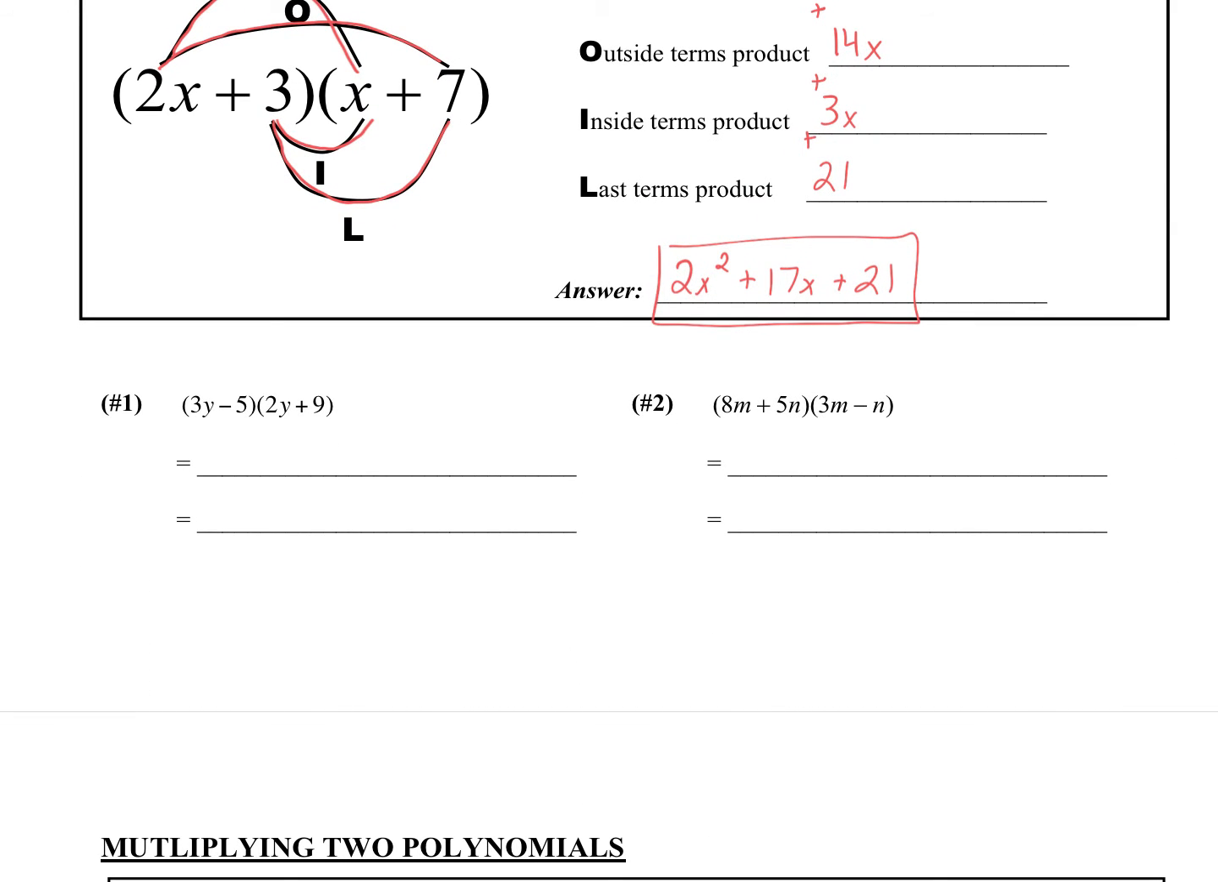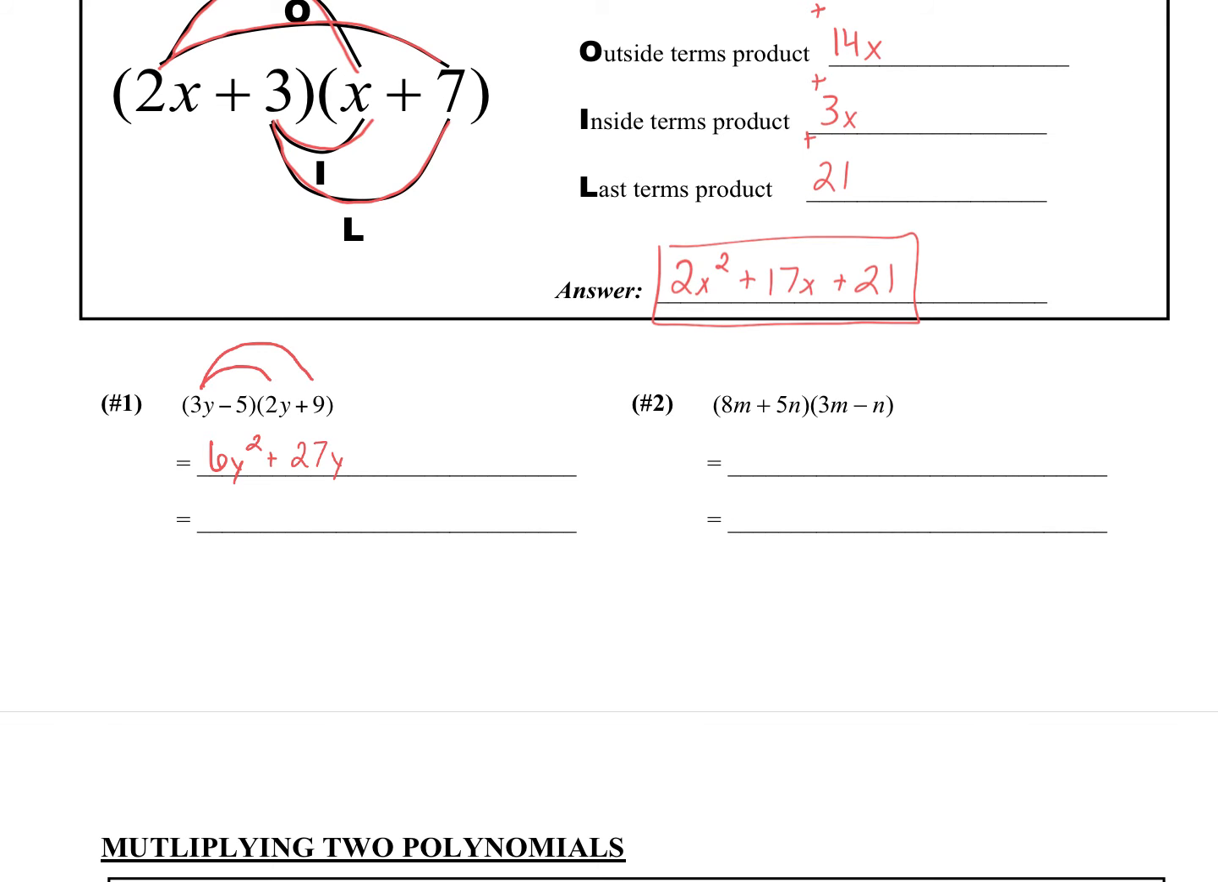So we have 3y minus 5 times 2y plus 9. We're going to start with the F in FOIL, which is the first terms. So 3y times positive 2y is going to be 6y squared. All right, and then we have the outside terms. So we have 3y times 9, which is going to be plus 27y.